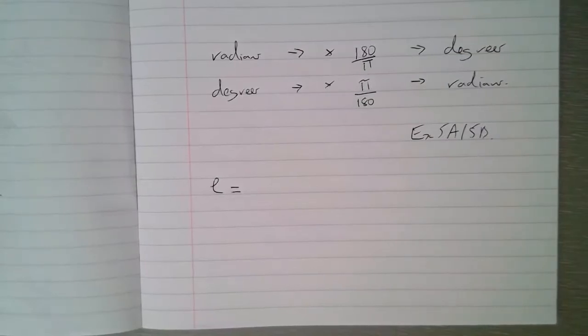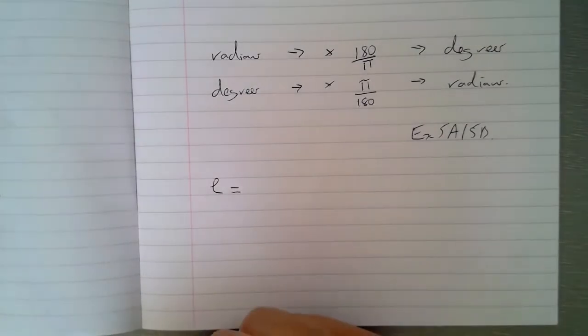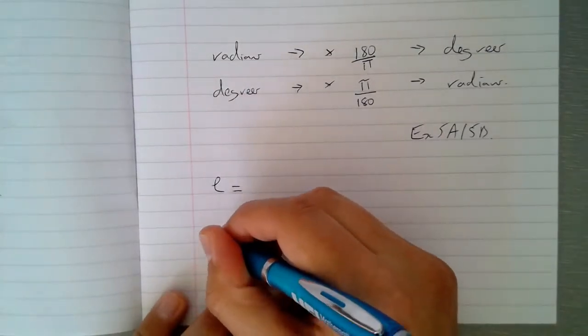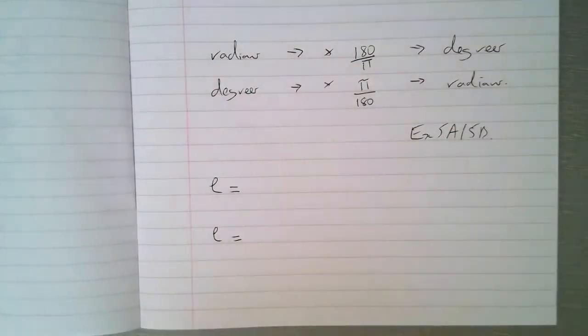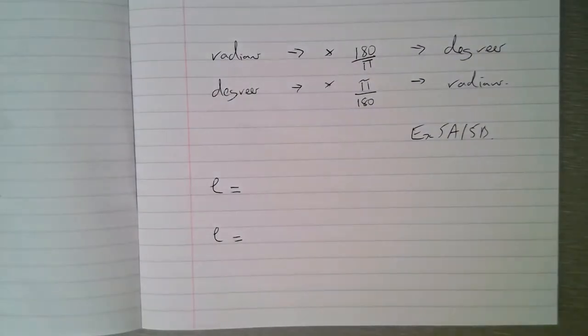So what I'd like you guys to do is, can you just write down what the formula is in degrees for the arc length of a circle? Think about it as a fraction of the circumference. And then afterwards, can you think about what it would be in radians? Pause the video, have a go at that.